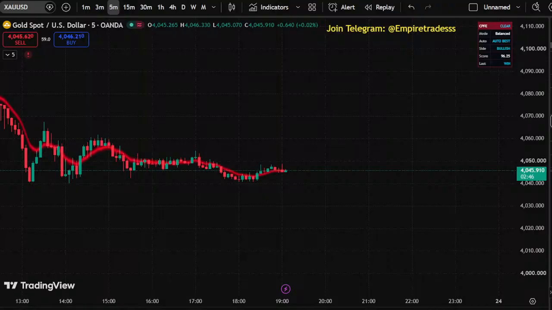Confirmation of these patterns is critical, which usually involves subsequent price action validating the reversal signal. Once a potential reversal is identified, confirmation is necessary before entering a trade. Confirmation can come in the form of a significant price movement in the opposite direction of the current trend, often accompanied by increased trading volume. For example, after identifying a head and shoulders pattern, a trader might wait for the price to break below the neckline with high volume before considering it a confirmed reversal.